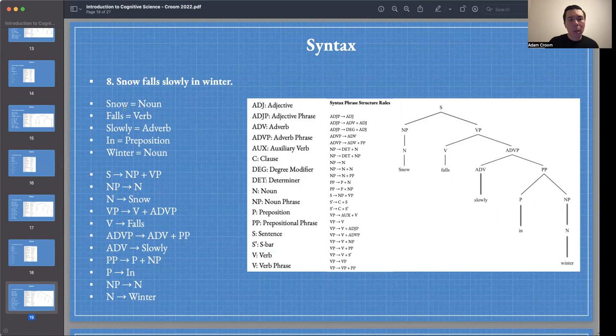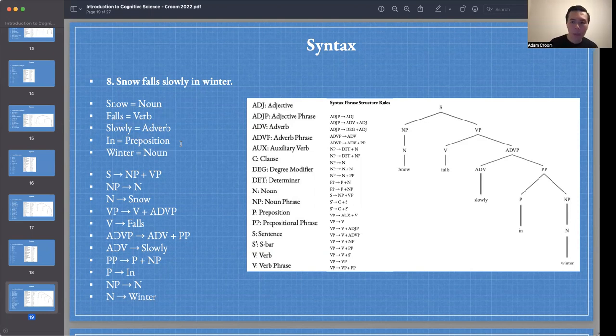So we know that it's not snow that's slowly, right? That sounds really funny, but it's fall slowly. It's the verb that's being modified or qualified by slowly. So we know that slowly is an adverb. And that was the only new item in this sentence. We know what snow, falls, in, and winter are. So we just label those appropriately. Snow is a noun, falls is a verb, slowly is an adverb, in is a preposition, and winter is a noun.